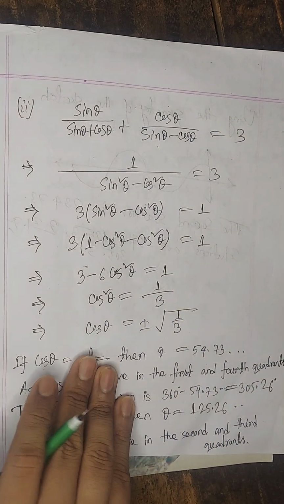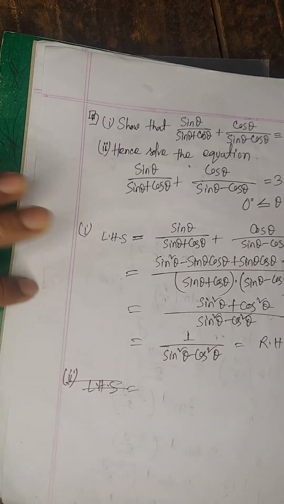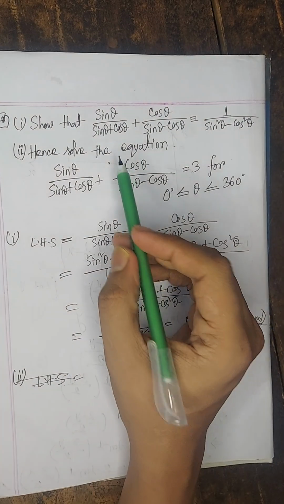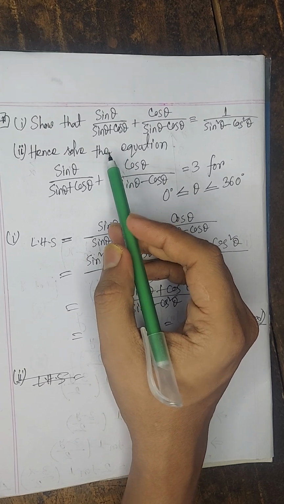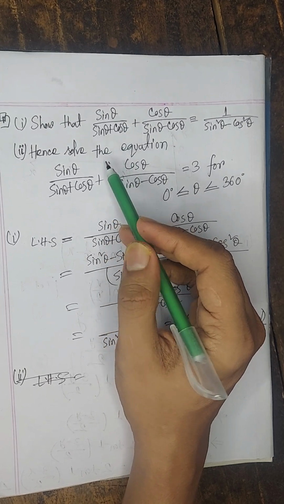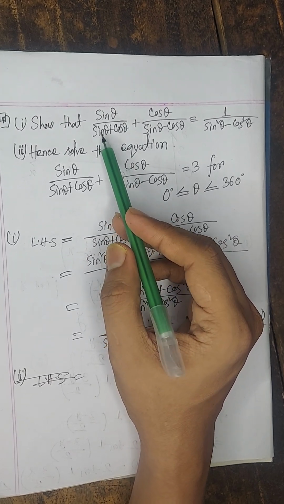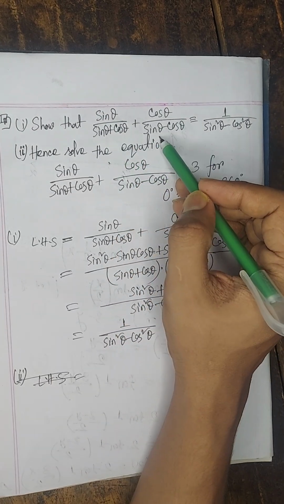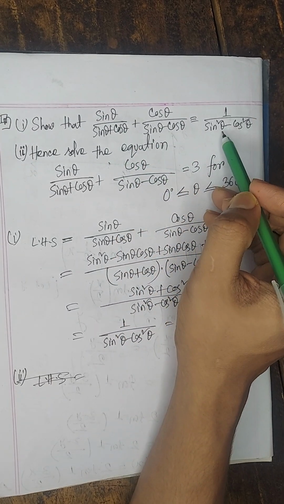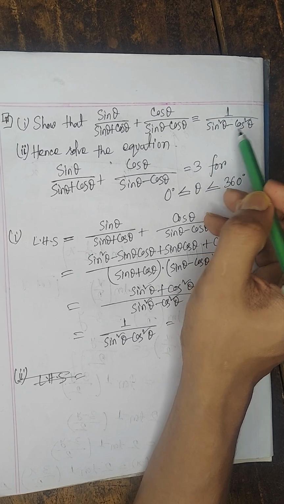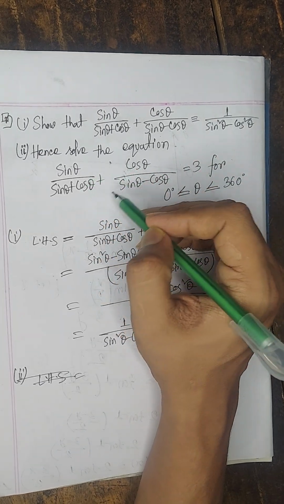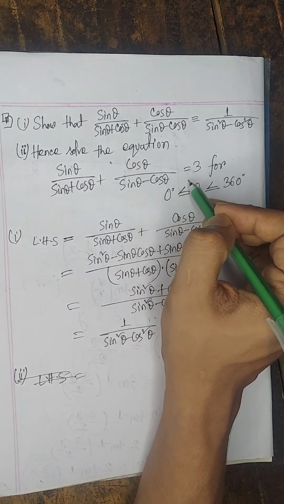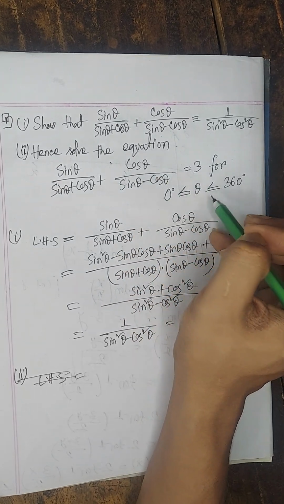Now going for the second problem, which I selected from trigonometry. First we have to show that sin theta over sin theta plus cos theta, plus cos theta over sin theta minus cos theta, is equal to (1 minus sin square theta) over cos square theta. And then we have to solve the equation sin theta over sin theta plus cos theta plus cos theta over sin theta minus cos theta equal to 3 for this range.